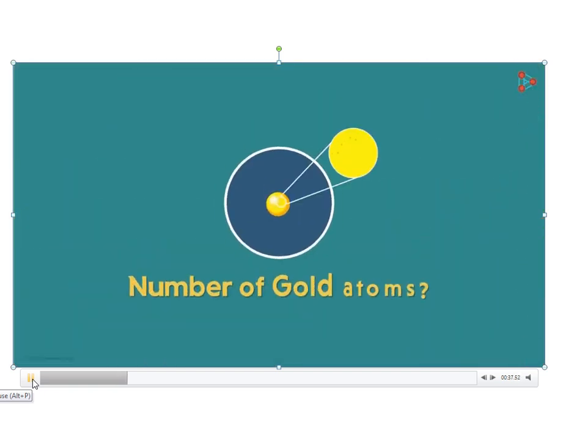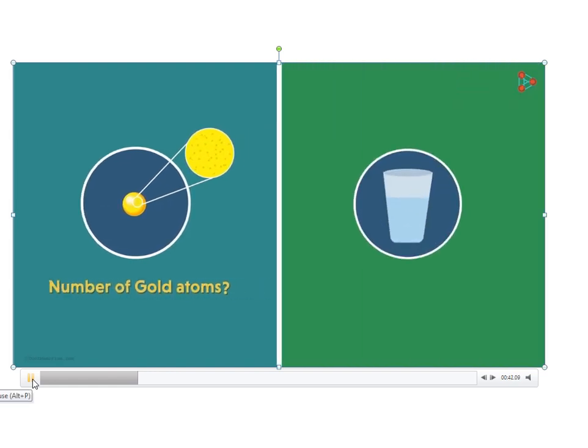Now, how many atoms are there in a pure chunk of gold? You wouldn't be able to answer that. And how many, for example, atoms are there in a glass of water? Or how many molecules are there, because it's a compound? In order to answer all these questions, you need the basic concept of mole.